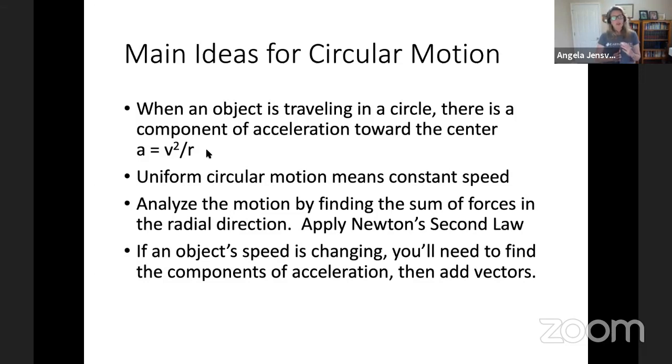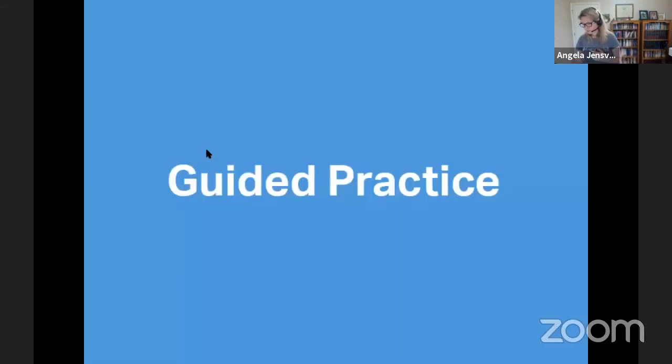So in any circular motion problem, you need to analyze the motion by drawing a force diagram, sum the forces in the radial direction, and apply Newton's second law. So, the forces along the radius. If an object's speed is changing, then that's not uniform circular motion. You'll need to find the components of the acceleration and then add the vectors.